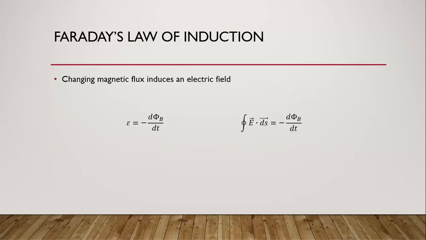The second equation is the law of induction. This came from Faraday, and this really says that if you change the magnetic flux through a loop of wires, you induce a magnetic or an electric field. So changing magnetic flux induces an electric field.